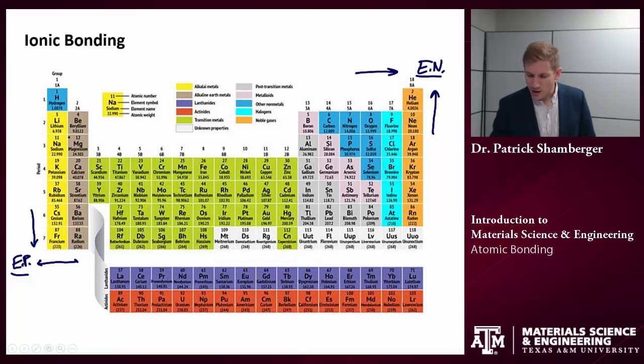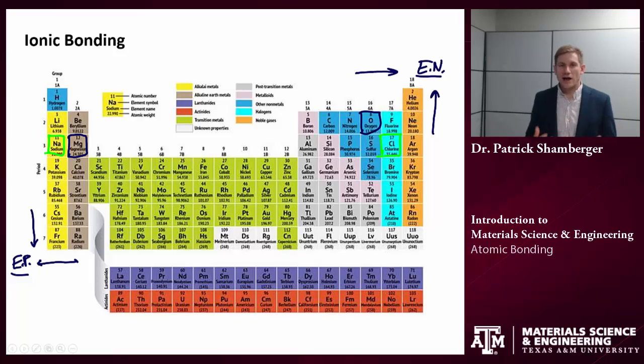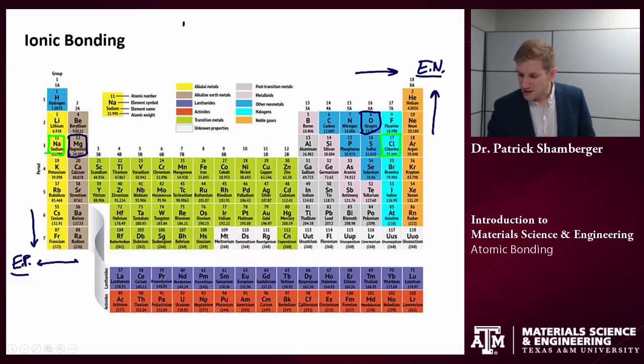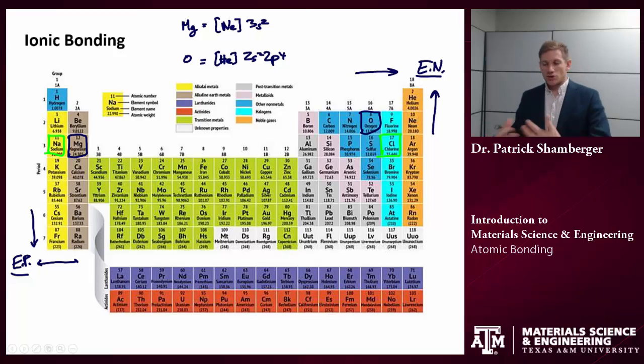So let's think about a couple examples. Let's say magnesium oxide and sodium chloride. These are two prototypical ionic solids. So magnesium oxide. Magnesium has the electronic structure of neon 3s2, while oxygen has the electronic structure of helium 2s2 2p4. Now, if you don't understand this or know how to get there, I'd recommend going back and reviewing the video on electronic filling rules.